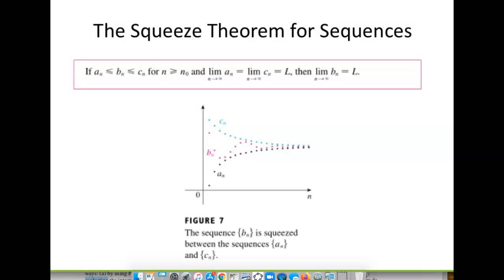The squeeze theorem. This was one we did, I believe, last year. So this is just the squeeze theorem for sequences. If you have three sequences, and you know that a sub n is always smaller than b sub n is always smaller than c sub n, meaning b sub n is sandwiched between the other two sequences, and you know that the outside two, so the limit of a sub n as n approaches infinity and c sub n as n approaches infinity, those approach L, then that means the middle one must also approach L, because it's getting squeezed in between those outside two sequences.